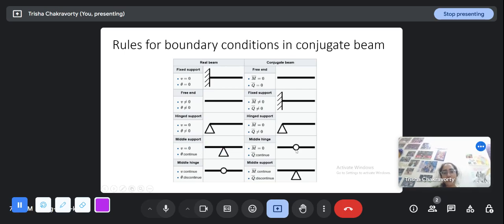A middle support, which is also called a knife edge, turns into an internal hinge, and an internal hinge converts into a knife edge. So it is a duality kind of thing. So here we know that V is 0 and theta is continuous. At an internal hinge, the moment is 0 and V is continuous. Theta is discontinuous because an internal hinge has some discontinuity in theta. So, in the middle support, the M is continuous and the Q is discontinuous.